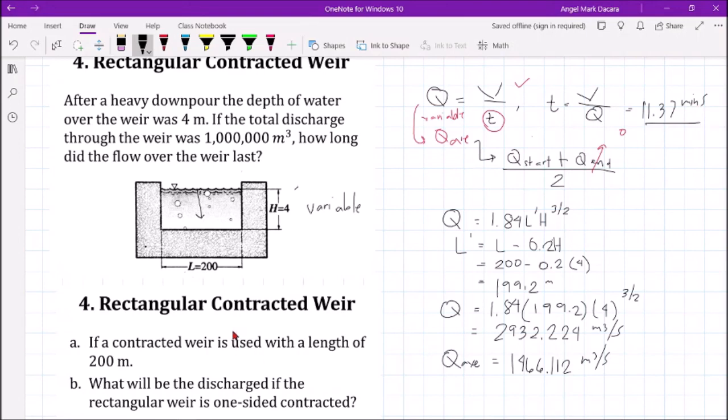Itong letter B, kayo na lang bahala mag-check kasi magbabago lang naman dyan is ito, yung L prime. That's L minus 0.1 H. Okay?